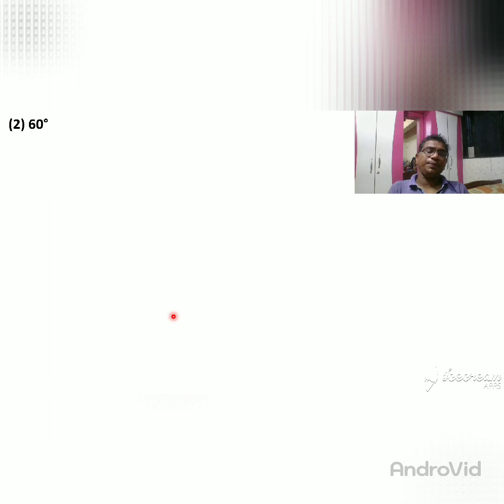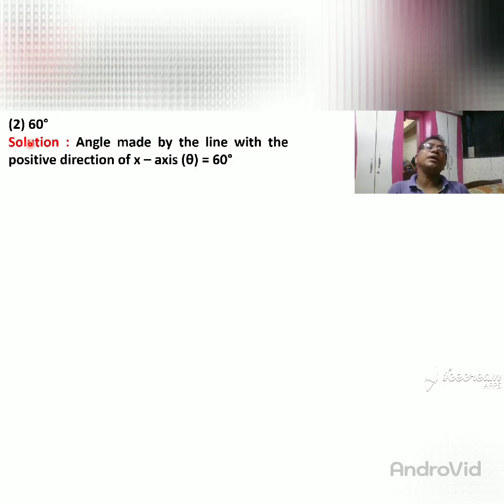Then the second problem, theta is given as 60 degree. Okay, in this problem they give theta equal to 60 degree. So if they give theta and ask you to find the slope of the line, then slope of the line is equal to tan theta. In this way we write the formula here. Slope of the line is equal to tan theta. See, on the x-axis theta is equal to 60 degree.